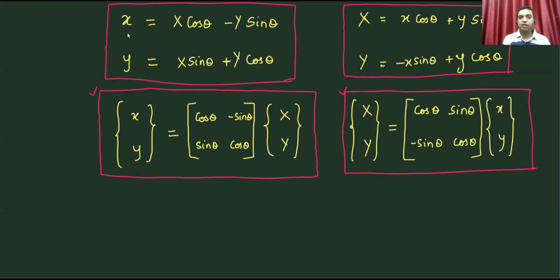So old in terms of new is x equals X cos theta minus Y sin theta, and y is X sin theta plus Y cos theta. Now new coordinates in terms of the old is X equals x cos theta plus y sin theta, and capital Y is minus x sin theta plus y cos theta. So the minus sign has shifted from the top right corner to the bottom left corner. That's the difference. This is how you have to remember. Remember this. Once you remember this, it is easy. It is not difficult.